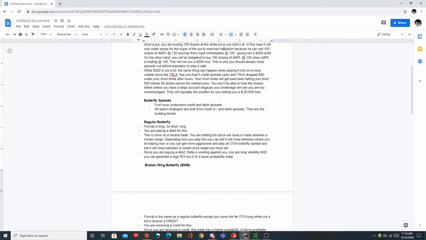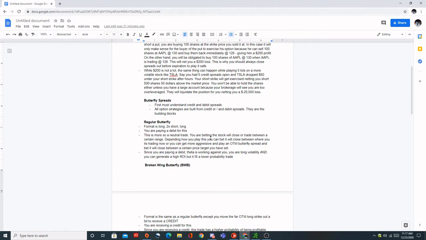But for a regular butterfly, I'm going to go over it quickly and then I'll show you. The format is long one option, short twice as many, and then long another. You are paying a debit for this. This is more so a neutral trade. You are betting the stock will close or trade between a certain range.